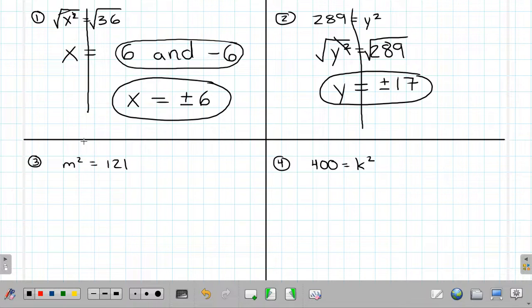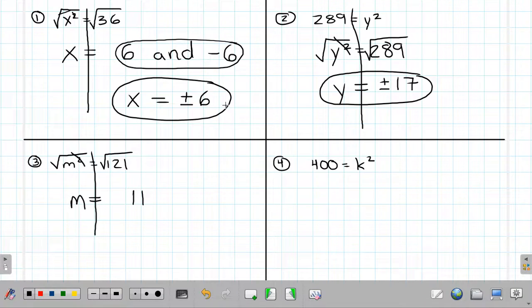Number 3, same kind of thing here. M squared is equal to 121, so what could M be? Well, if you know your times tables, this should be pretty easy, because we would take the square root. We get M is equal to, because those two cancel out, M is equal to, well, if you know your times tables, we know 11 times 11 is 121. But once again, if you have trouble with that, by all means, I would much rather you double check yourself with a calculator than guess and get the wrong number.